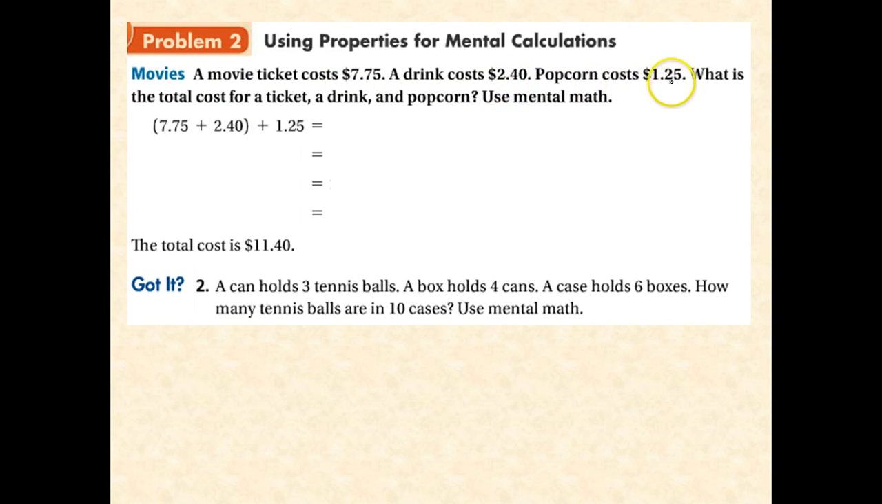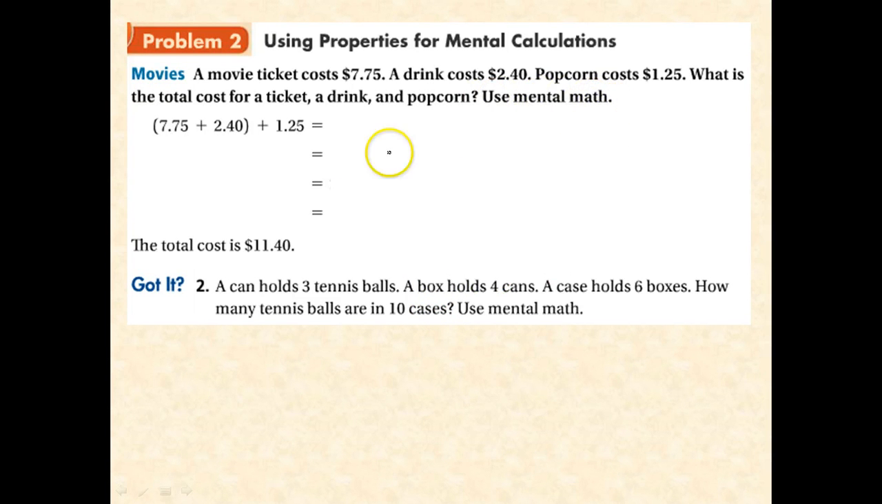What movies are you going to where popcorn only costs $1.25? Seriously? This is not true. It's more like $10.25 for popcorn. Seriously, come on. Authors and their nonsensical price points in math problems. Goodness gracious. Okay, we're going to use mental math.